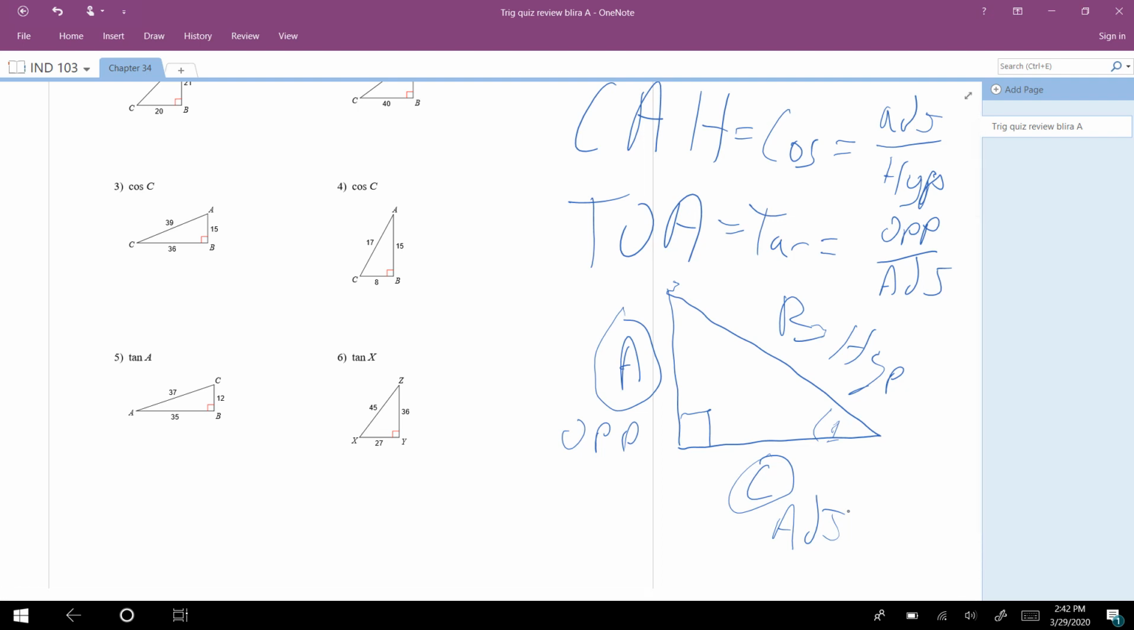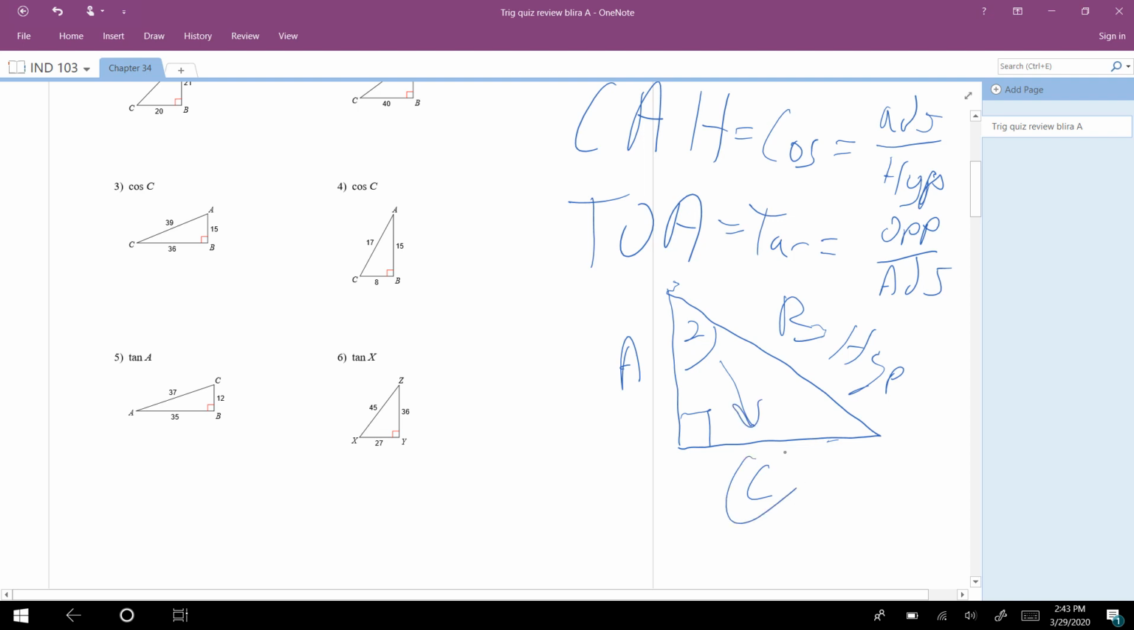But let's change it up a little bit. Now we're going to say this is angle 2. The opposite of angle 2 is going to be C, and the adjacent to angle 2 is going to be A. It's all relative. It depends on what you're looking at and what you're looking for.